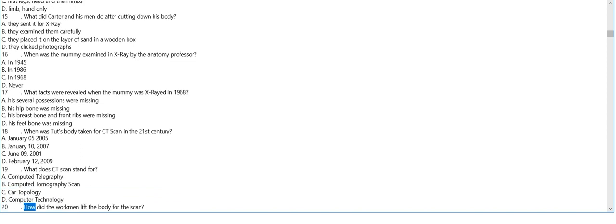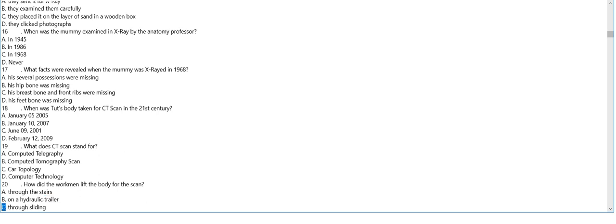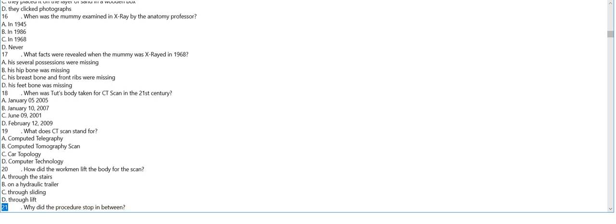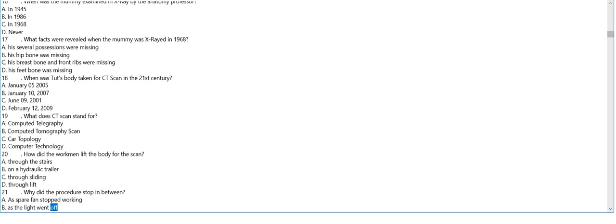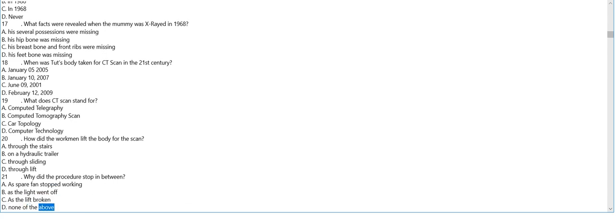20. How did the workman lift the body for the scan? A. Through the stairs. B. On a hydraulic trailer. C. Through sliding. D. Through a lift. 21. Why did the procedure stop in between? A. As spare fan stopped working. B. As the light went off. C. As the lift broken. D. None of the above.